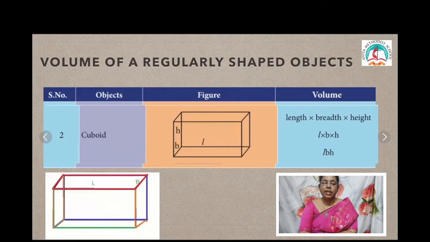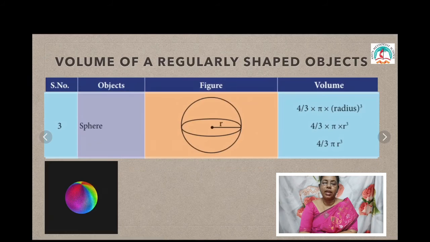Okay, now let's learn about the volume of a sphere. So that will be 4 by 3 pi r cube. Okay, so r will be the radius of the sphere. So the volume of the sphere will be 4 by 3 pi r cube.